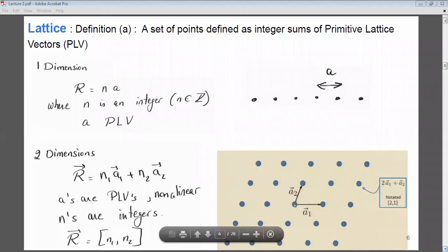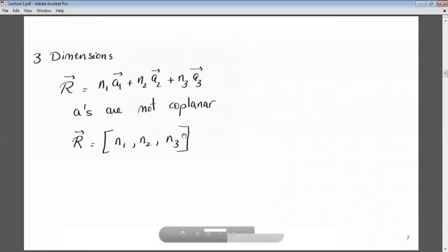Now, in 3 dimensions, it is very similar, but the drawing will become more complicated, so we can just imagine it. To reach any point R in space, it will be N1 times A1 plus N2 times A2 plus N3 times A3, where the A's are not coplanar. That is, I can cover the whole space, and R can be represented as (N1, N2, N3), similar to how we represented it in 2 dimensions.